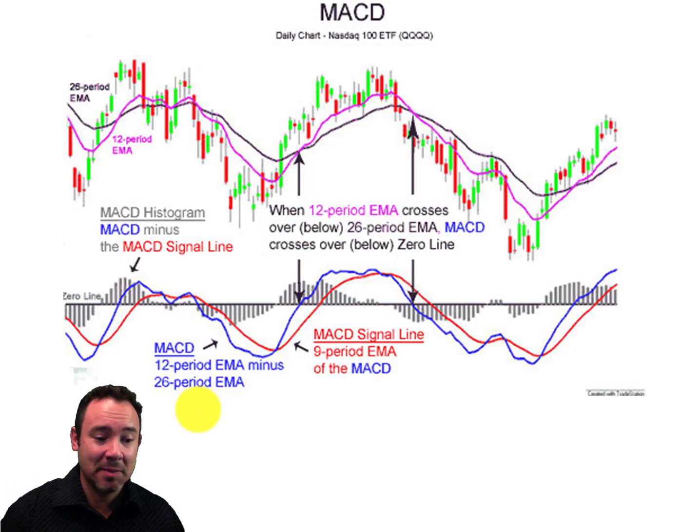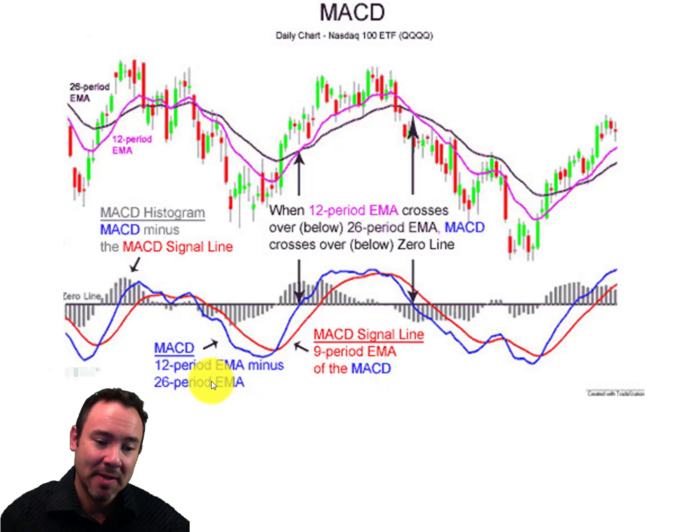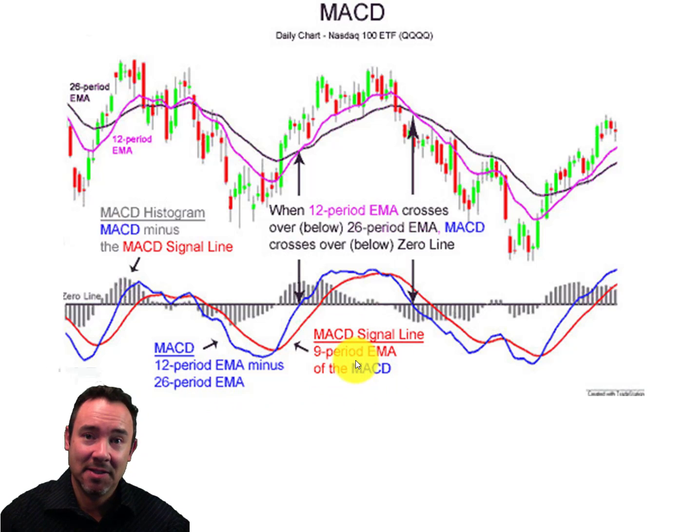So the blue line in this picture anyway, because we can make them any color we want, is the MACD line. The red line is the signal line, the MACD signal line. This is actually a 9-period EMA of the MACD. So this one, the signal line, is the slower moving line, and it is actually the 9-period EMA of the actual MACD line. Okay, so we have the MACD histogram, we have the MACD line, and the signal line.